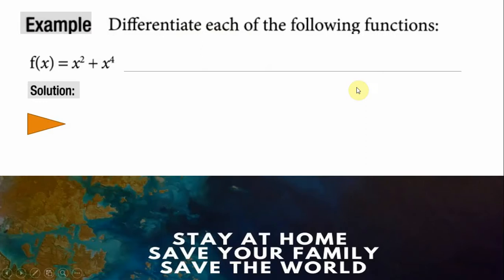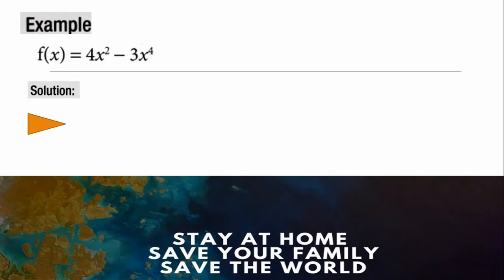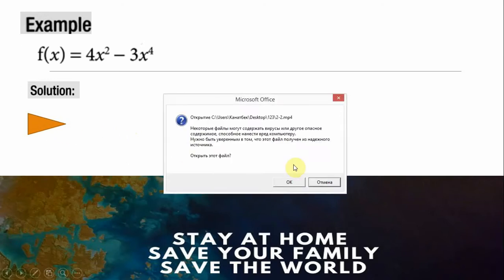Okay, thanks. Next exercise, another example. F of x is equal to 4 times x squared minus 3 times x to the power of 4. Let's solve it ourselves. I give you 30 seconds, then we continue. Okay guys, let's watch the solution. Let's solve together.